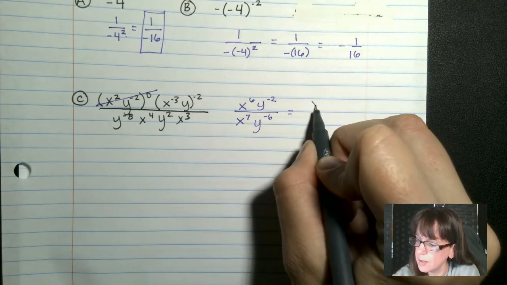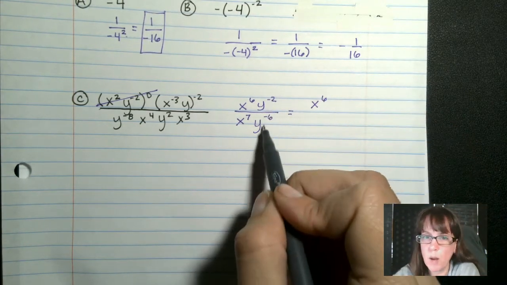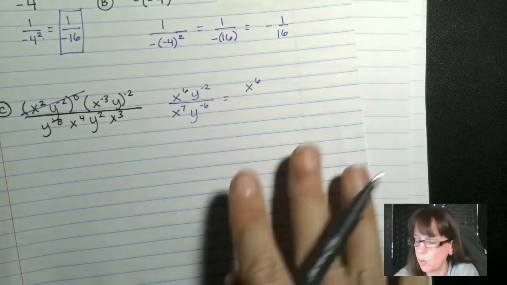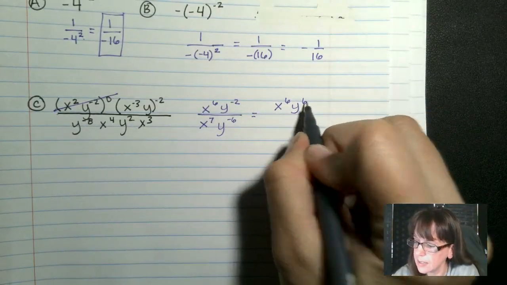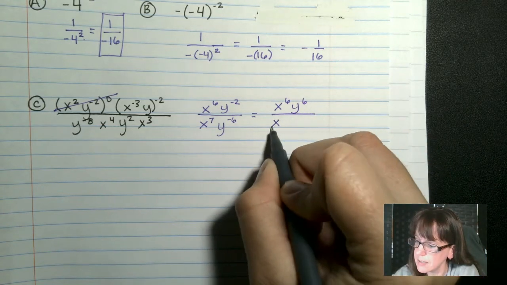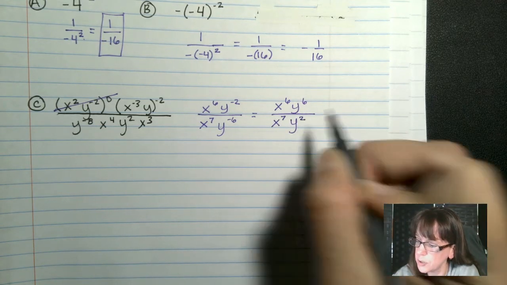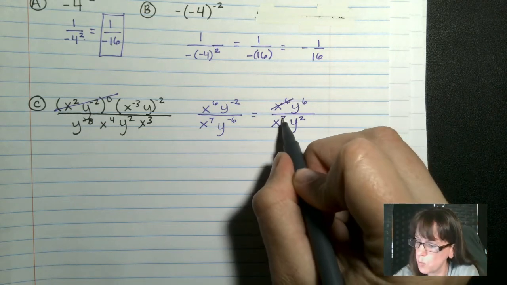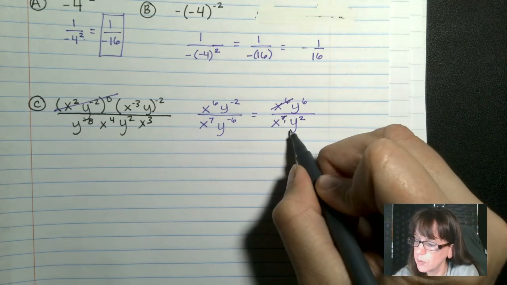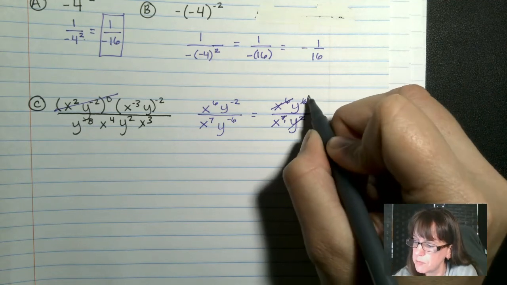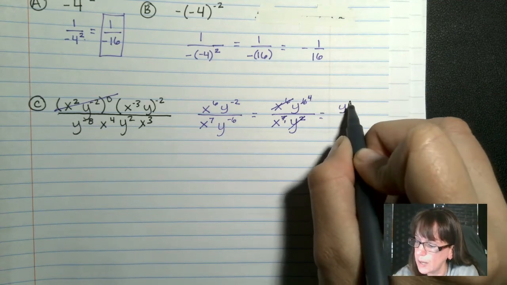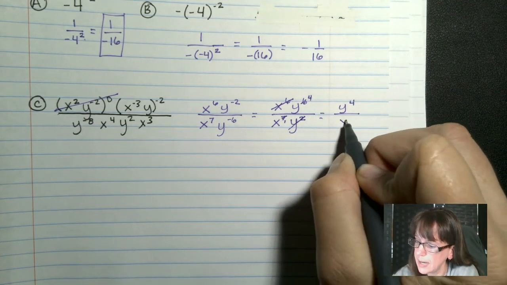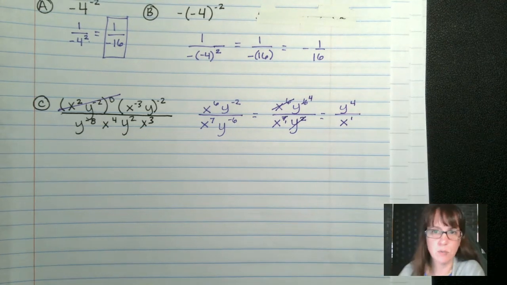Okay, so that's x6, and now I'm going to swap my negatives, right? So I've got now y6 over x7, y2. Okay, so let's get rid of all 6 x's there, which leaves us with just 1 x here. Get rid of all 2 y's here, which leaves us with just 4 here. So we have y to the 4th over x to the 1, or just x, right?